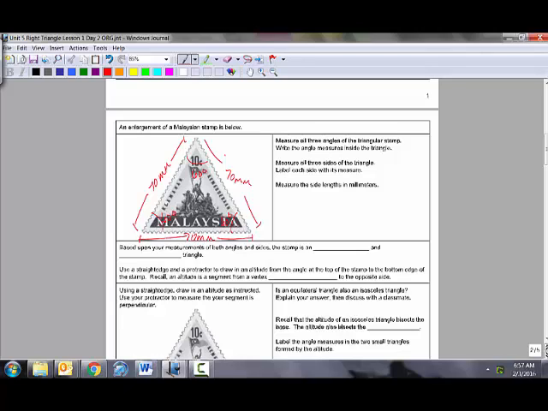This is not a right triangle. We need to measure all three angles inside of the triangle. So if we look at our measurements, for doing that, both the angles and the sides, mark off the angle to give yourself a reference so that you read the measurement, the numbers on the protractor, correctly.